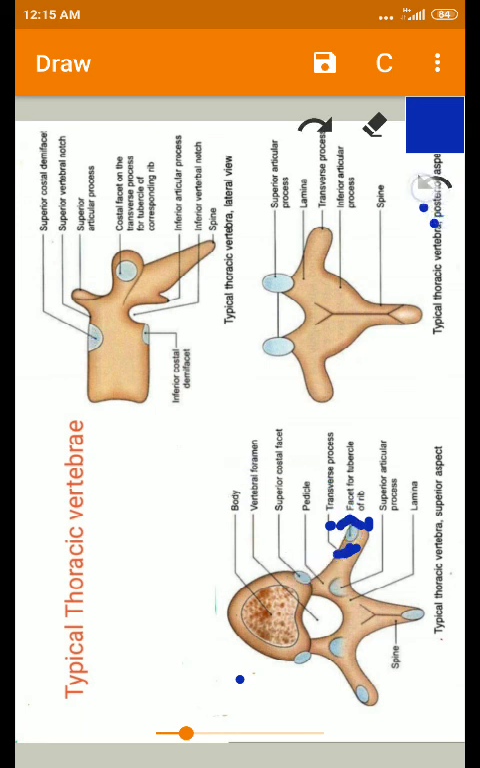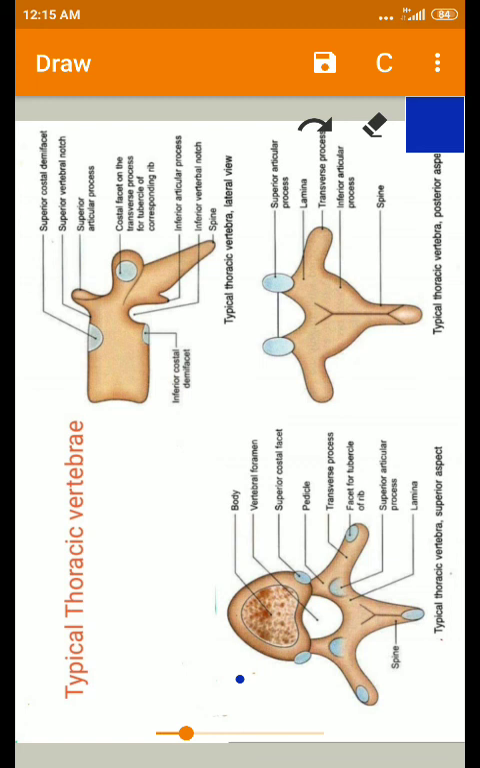The posterior end of the rib will have a head, a neck and a body. That body will have a tubercle. So the head articulates here, and then the tubercle here, and then the rib will come onto the anterior aspect. So this transverse process is having a facet for the tubercle of the rib on the anterior aspect at its tip.